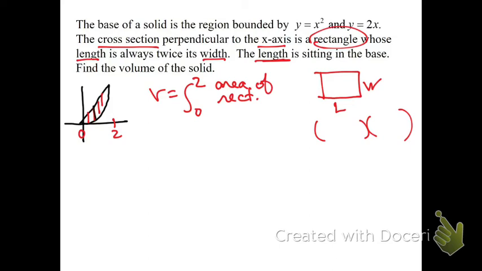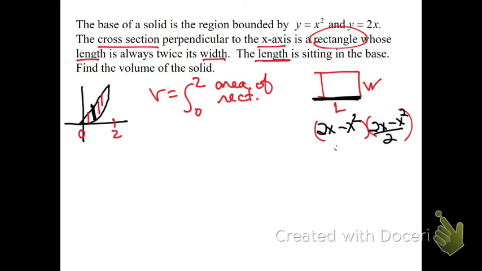Well, we've already found that length, top curve minus bottom curve. That length is the line minus the parabola. That would be the length of the rectangle that's sitting here. The width: the length is always twice the width. So if this is supposed to be twice that, then this is half of that. This would be the same number, but half of it.